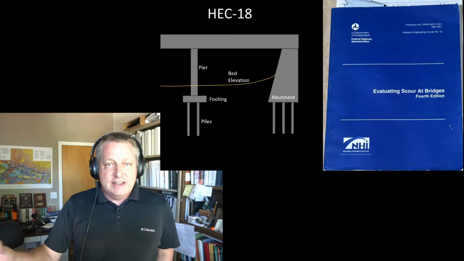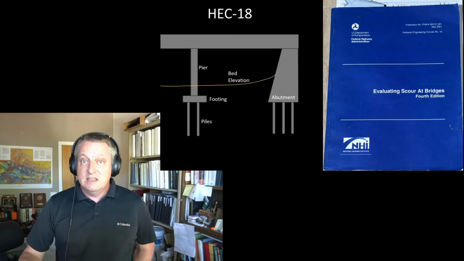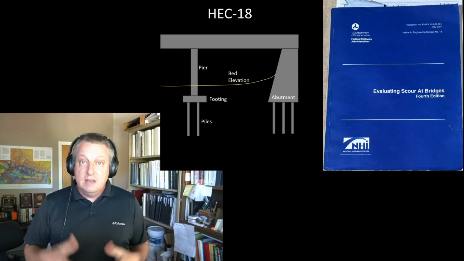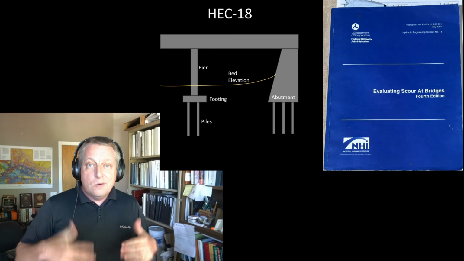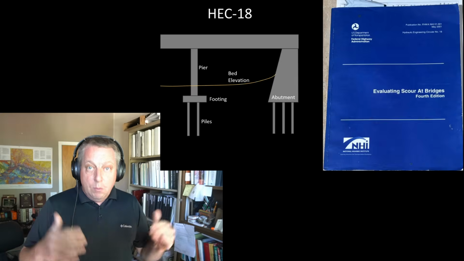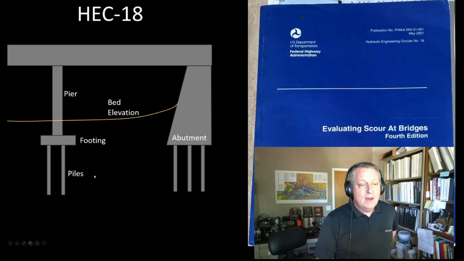Just to give you the context, bridge scour isn't a thing. It's a series of cumulative effects. There are 4 different reasons why you might undermine a bridge with a mobile bed boundary. And so here I've got a bridge schematic with our abutment and our footing and our pier and some piles underneath it. And then this is the design bed elevation, which is very safe. But there are 4 things that can happen to make that unsafe.